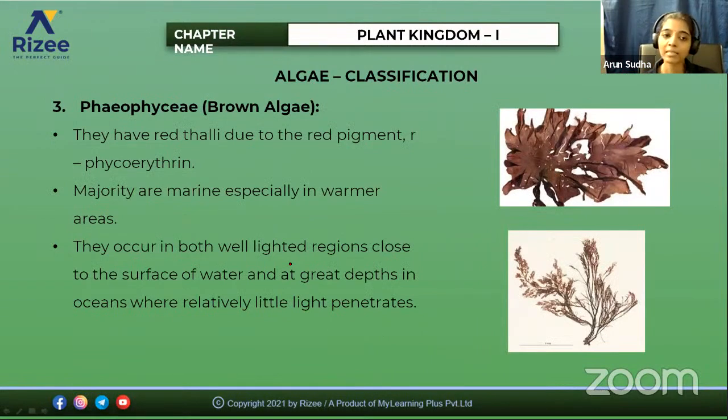So the next is red algae. They have a red thallus due to the red pigment phycoerythrin. So this is in red algae.